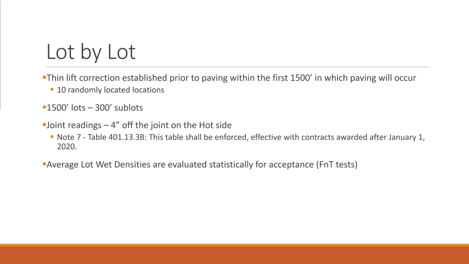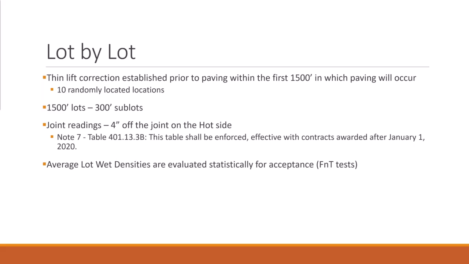The joint readings, like Chad said, are 4 inches off the hot side. I can't remember if he mentioned it or not, but there is a note right now on the joint density chart that says the actual penalty structure and the notes associated with that table are to become effective for any projects that are awarded after January 1st of next year. So since we've done very little joint density readings on projects of this nature, we're just going to be in a data collection mode this year.